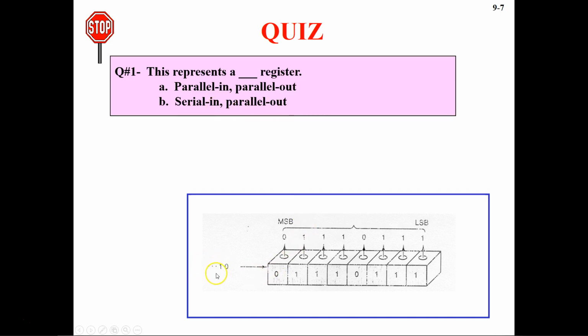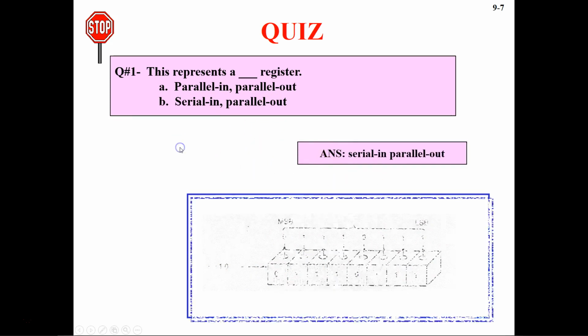So we are sending this data, 10, into this 8-bit register, and then data is coming out in this way. Certainly we know that data is being sent serially in, so it is serial in, and the data is coming out in a parallel form. So this is going to be serial in and parallel out, and that's our answer.